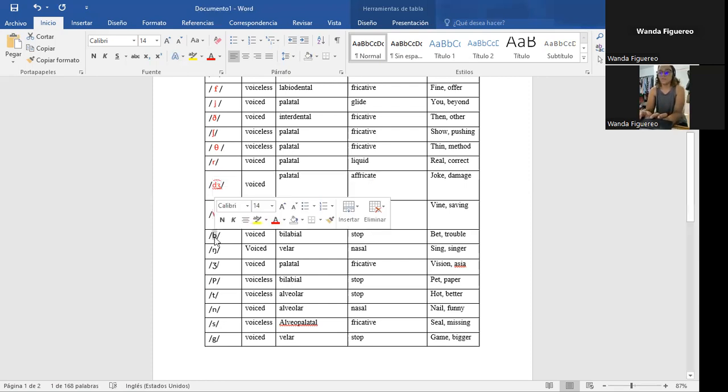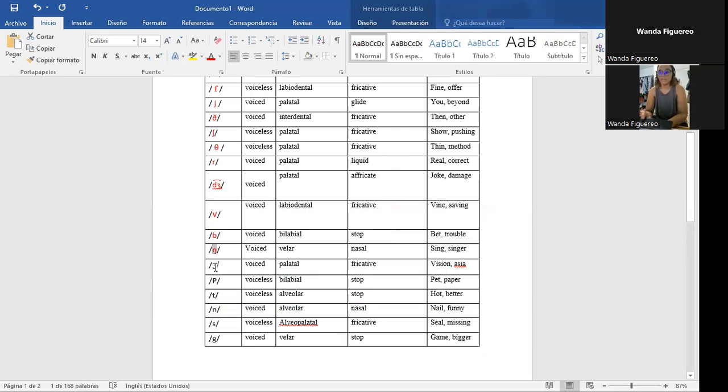Now we also have the ng sound. As I like to describe it, it's like n and then g together, like when we say sing or singer. It is a voiced velar nasal sound. So again, examples: sing or singer.